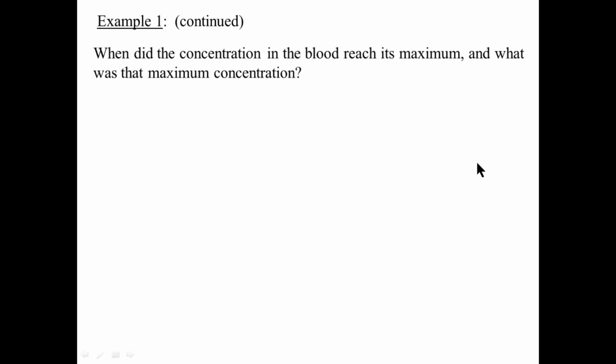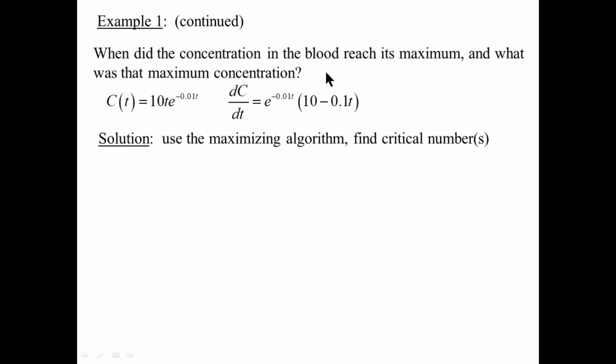Continuing, when did the maximum concentration occur, and what was the maximum concentration? Okay, so I brought forward both the function and the derivative, and we're asked for a maximum. Looking for a maximum means we'll have to differentiate it, which we did, set it equal to 0, and solve. Well, setting it equal to 0 is going to be fairly easy to do once it's factored, because e to the whatever is never 0, so this factor must equal 0. So we'll set that factor equal to 0 and solve for t.